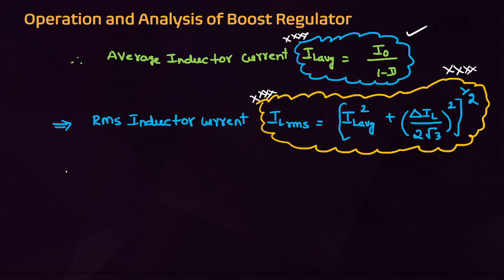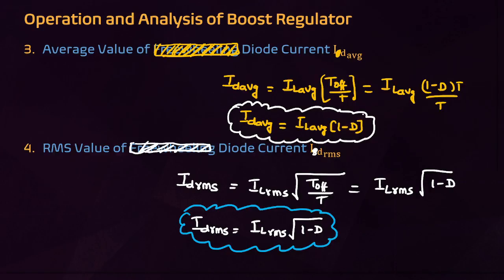Till now, no question has been framed based on the RMS inductor current, but in future we may expect one. From your exam point of view also it is important. Next, what is the average diode current? Average diode current equals IL average into (1 minus D). What is the RMS diode current, friends? IL RMS into square root of (1 minus D). Very, very important formulas. 5-star formulas.